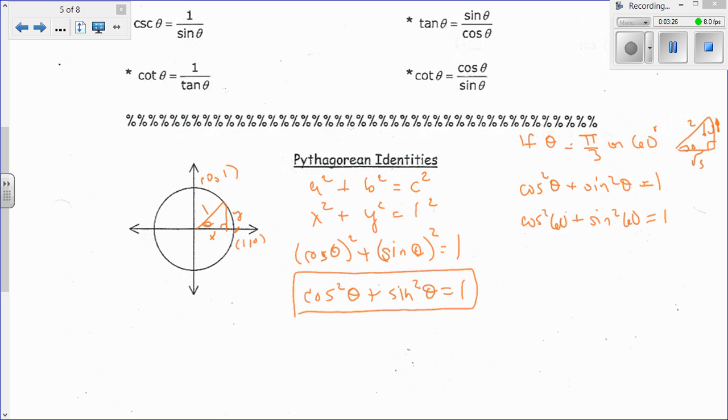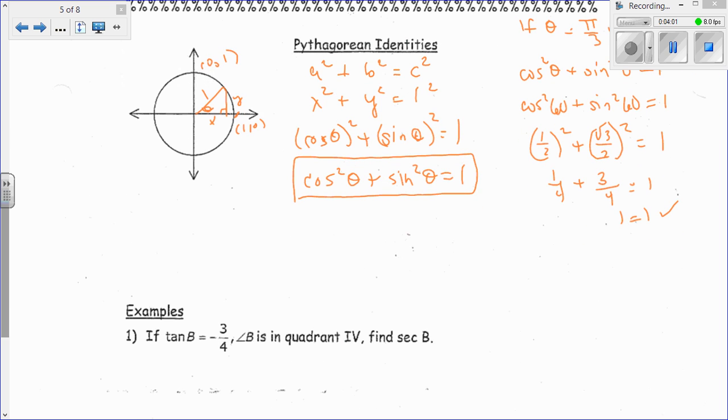The cosine of 60 would be adjacent over hypotenuse, so it's 1/2. So 1/2 squared plus sine of 60, sine is opposite over hypotenuse, so it's radical 3 over 2 squared equals 1. Well, 1/2 squared is 1/4, and radical 3/2 squared is 3/4. So 1 is equal to 1. Okay, so that's why the theorem works, or how it works, I should say. And we have one identity, but from this one identity, we can get the other two Pythagorean identities.